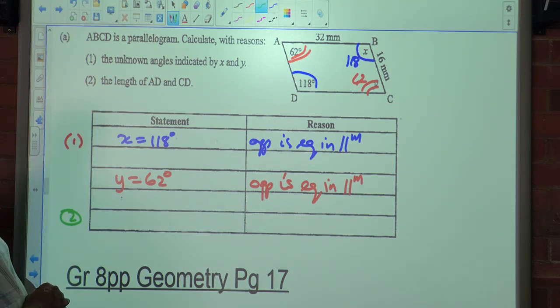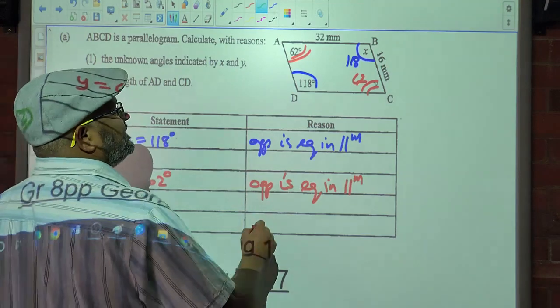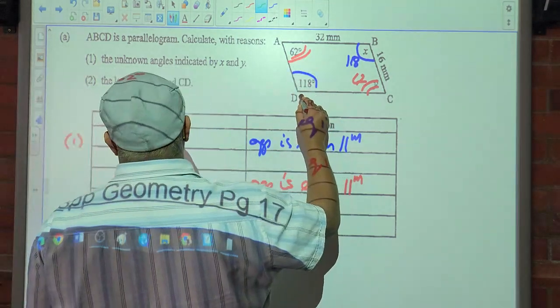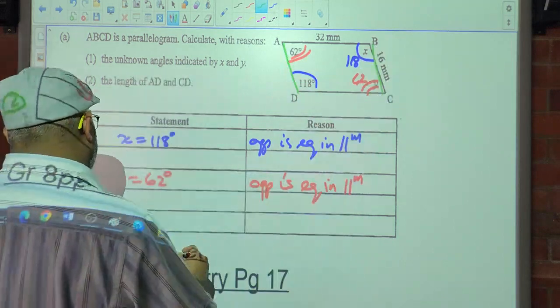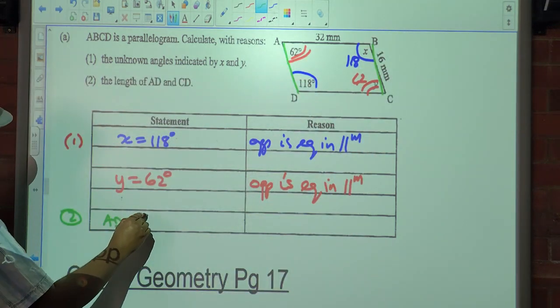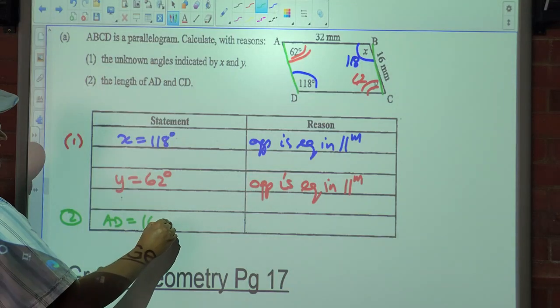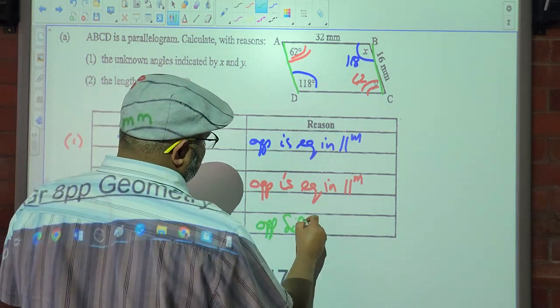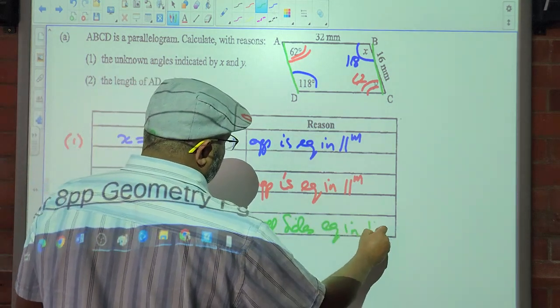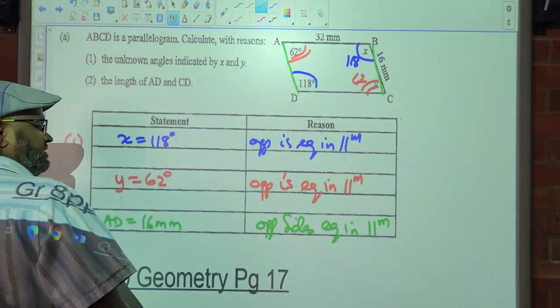Calculate with reason the length of AB. Sorry, AD. AD is equal to 16. So AD is equal to 16 millimeters. Why? Opposite sides equal in a parallelogram.